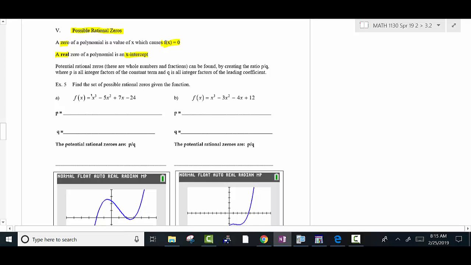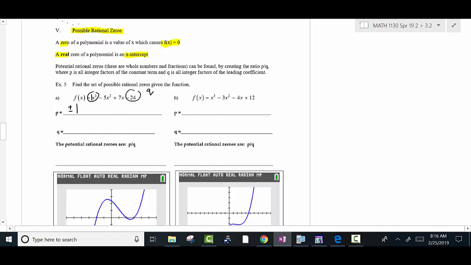So P is always the factors of the number in front of the highest power. The factors of 1 are 1. The only number that divides into 1 is 1, so we say 1, but it could also be negative. So when you're doing these lists, what you want to have is both plus and minuses. Q is the other number, like that. So it goes like that.